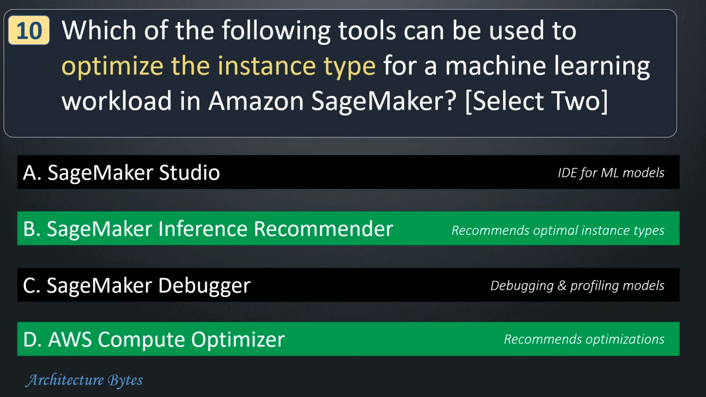SageMaker Inference Recommender analyzes machine learning models and recommends optimal instance types, while AWS Compute Optimizer analyzes a wide range of AWS resources and recommends optimizations including instance type selection. SageMaker Studio is a web-based IDE for building, training, and deploying machine learning models. It doesn't directly optimize instance types. SageMaker Debugger is a tool for debugging and profiling machine learning models. It doesn't directly optimize instance types.